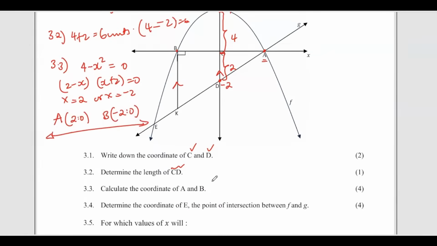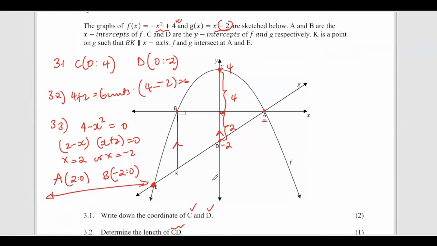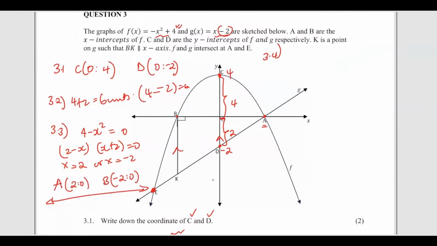And then 3.4, they want the coordinate of E, the point of intersection of the two graphs. So at this point where the two graphs are meeting, the graphs will be equal to each other. Meaning that I'm going to get the graph of f, and then I'll equate it to the graph of g. So negative x squared plus 4 should give me x minus 2. Let me create a standard equation and solve for x using factorization. So it's going to be negative x squared minus x, when this 2 comes that side, plus 6 is equal to 0. Divide through by the negative. So x squared plus x minus 6 is 0.